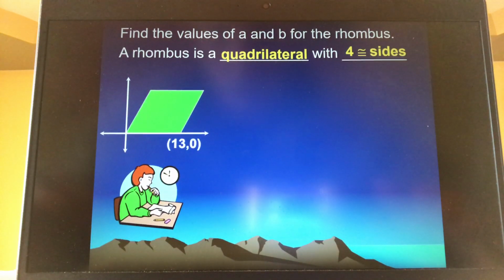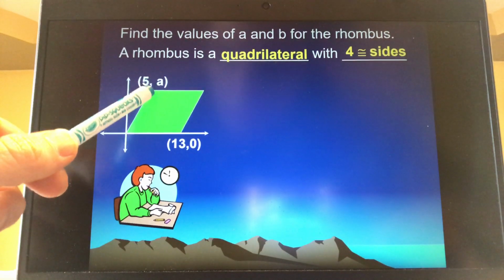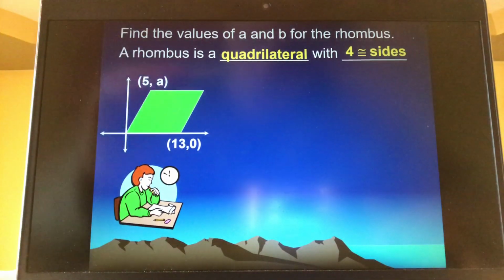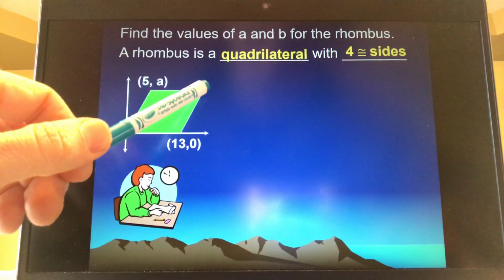Let me give you where A and B are, though. So this bottom right is 13, 0. Give you some numbers for that one. The top left, and again, we're at 0, 0 here to make that easy. The top left is 5, A. You actually can get some points for this one right here.